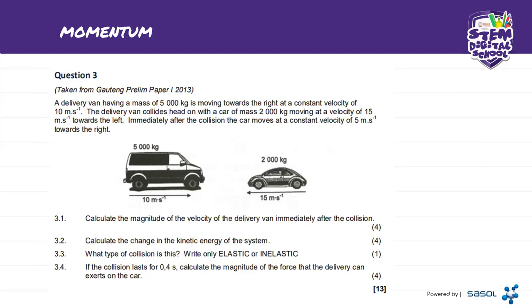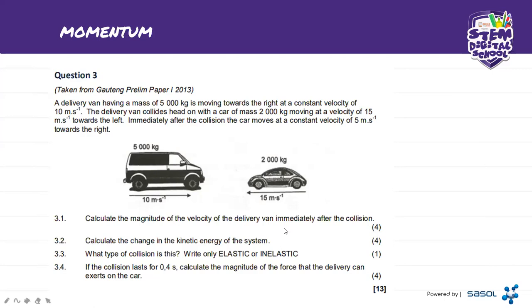So what do they want to know here? What they want to know here is for us to calculate the magnitude of the velocity of the delivery van immediately after collision. So which means that in this case, our cars didn't stick together and they are not moving in the same direction. It was just a collision and they both moved in different directions, because as you can see here, the car was moving towards the left, but now it's moving towards the right. So this was a collision whereby each car took its different direction. So now they want to know the magnitude and velocity of the delivery van.